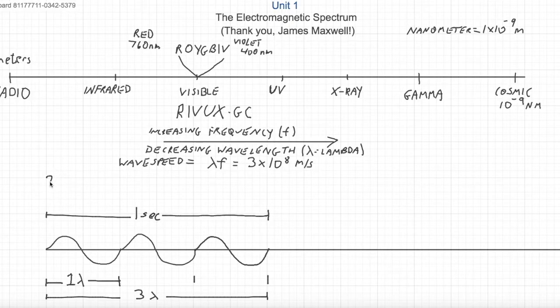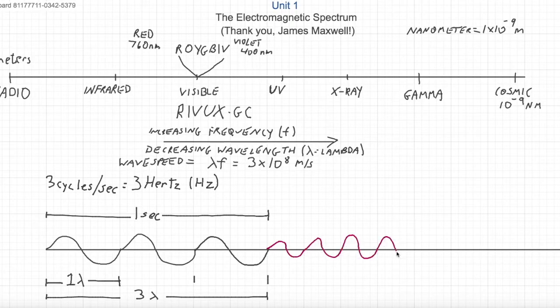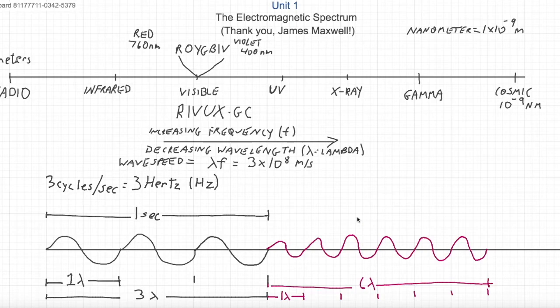Let's say, for argument's sake, it's a 1-second time interval. So we have 3 cycles per second. We abbreviate cycles per second as hertz, which is abbreviated Hz. Now, let's see what happens when we make the wavelengths half as long as they were in the black section. So now, if we count, instead of having 3 wavelengths in 1 second, we have 6 wavelengths in 1 second, or 6 hertz.